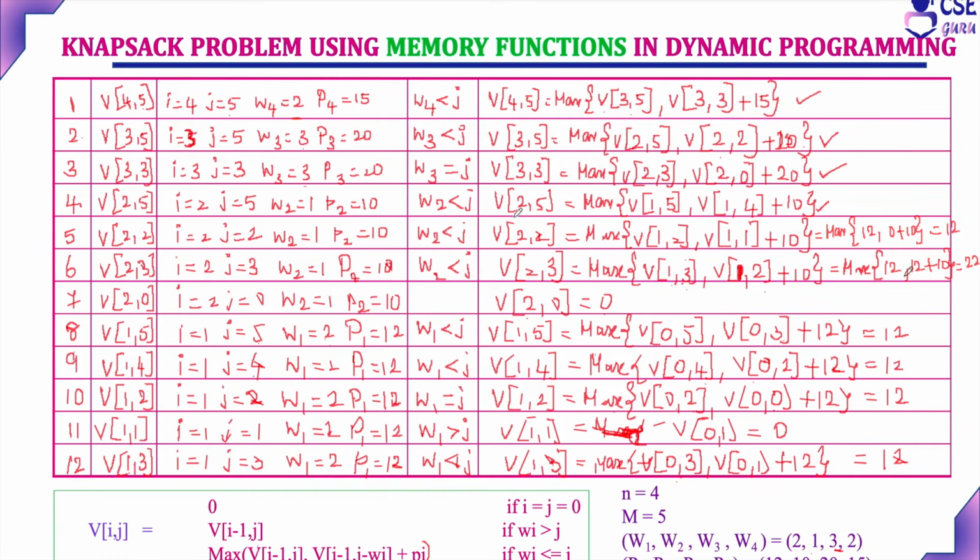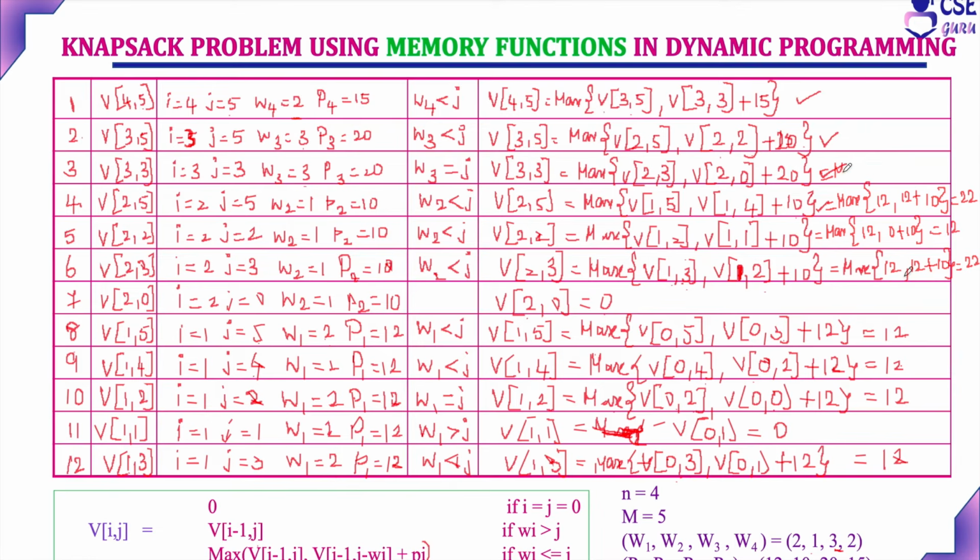Next, move backward. We need to find V of 2, comma 5. So V of 2, comma 5, it is maximum of V of 1, comma 5, value is 12, comma V of 1, comma 4, value is 12. Plus profit of this object is 10. So here also we will get value 22. Next, we need to apply for V of 3, comma 3.